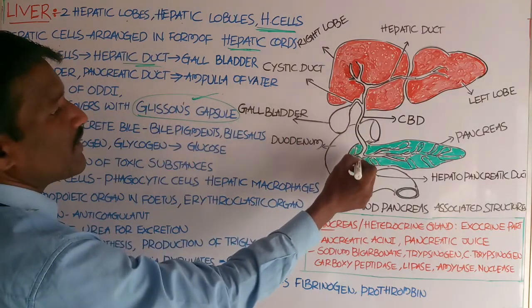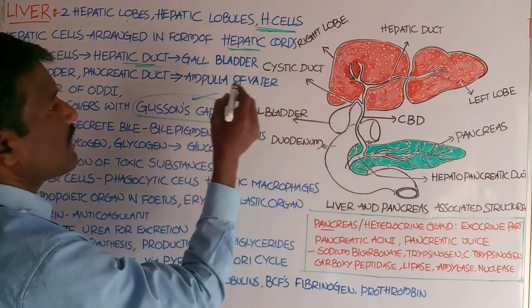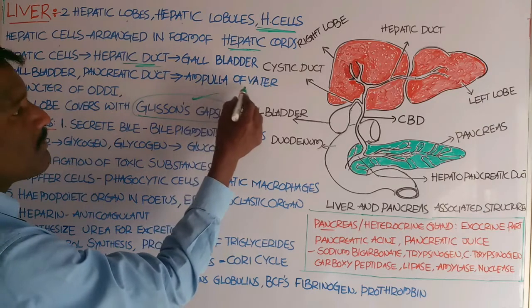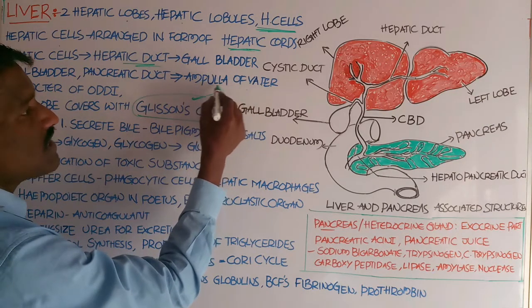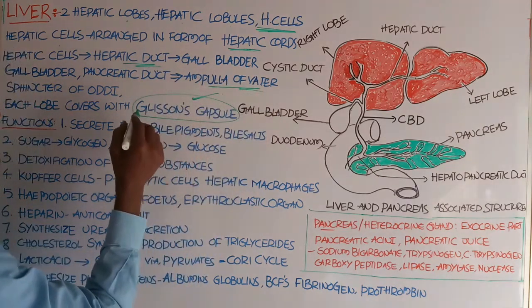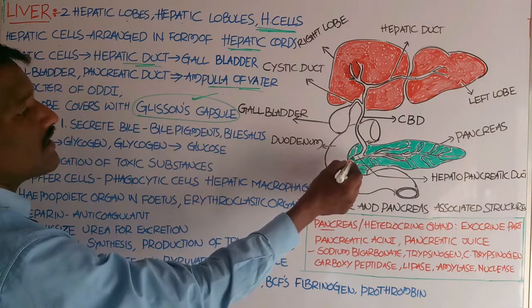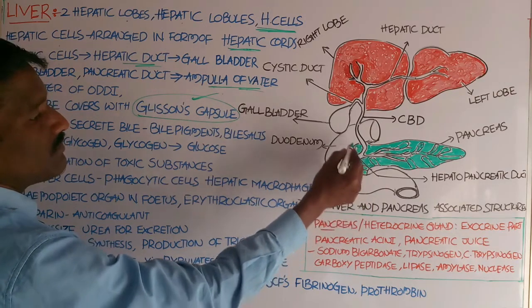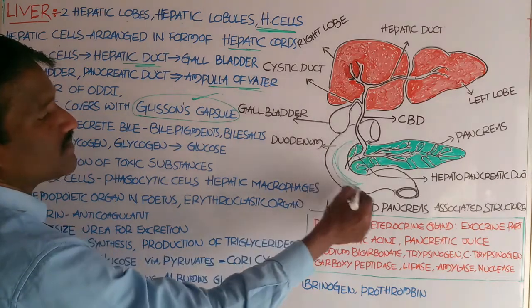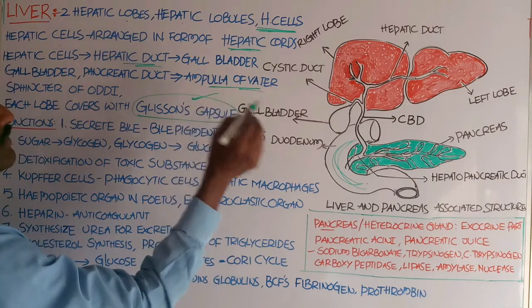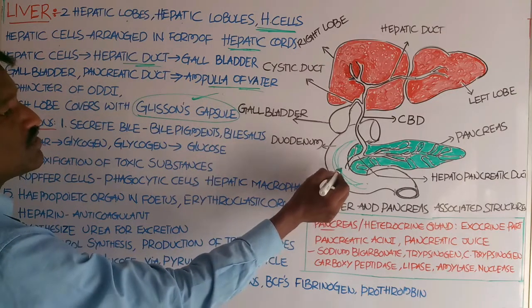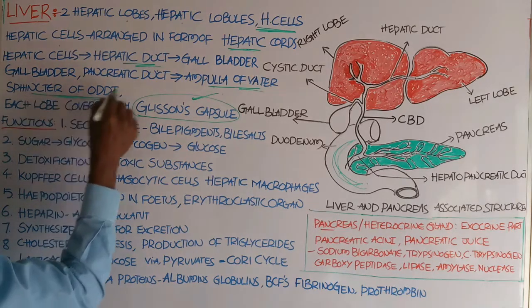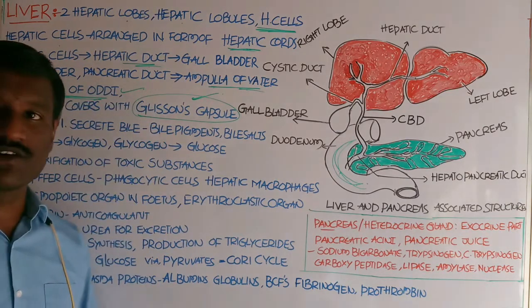The gallbladder leads to the opening of the pancreatic duct and forms the hepatopancreatic duct. The hepatopancreatic duct forms the ampulla of Vater, and the ampulla of Vater opens into the U-shaped duodenum, the first part of the small intestine. That opening consists of a sphincter called the sphincter of Oddi.